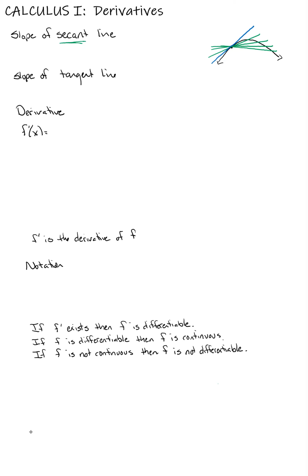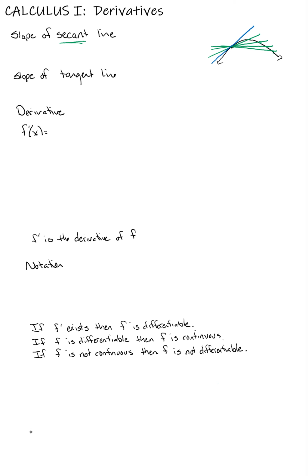If you're not certain what a secant line is, I have several drawn over here in green. A secant line basically goes through 2 points on a curve. So I've got a point here and a point there, and each of these green lines crosses that curve at 2 points. That's a secant line.